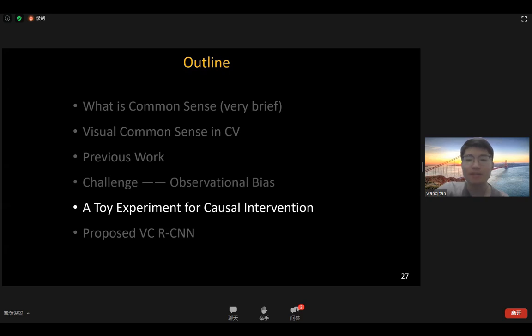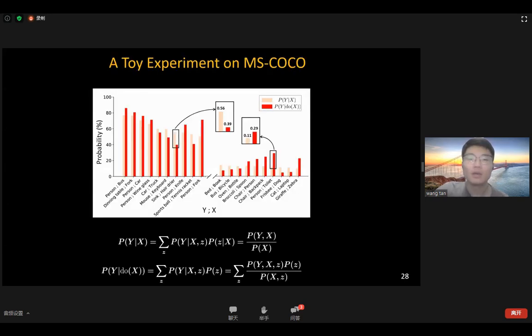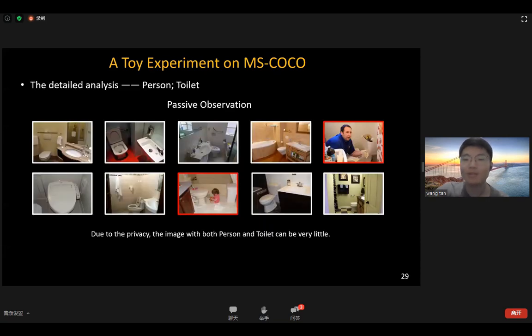To further demonstrate the effectiveness of causal intervention in our CV community, we perform a toy MS COCO experiment with ground truth object labels. We compare the difference between association P(Y|X) and the causal intervention P(Y|do(X)). Here, we give a detailed analysis of the person and toilet. First, let's calculate the passive observation P(person|toilet). That means, given a region of toilet, how likely there exists person. Here we list a few images in the dataset. We can find that in the dataset, due to privacy, the images with both person and toilet can be very few. Therefore, P(person|toilet) can be low.